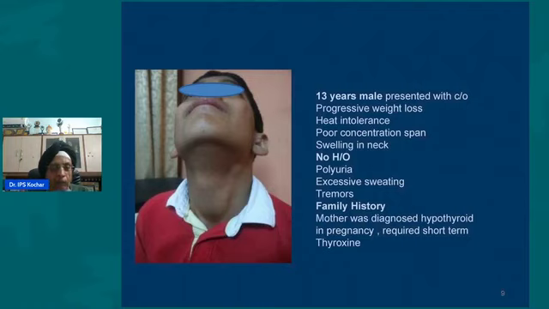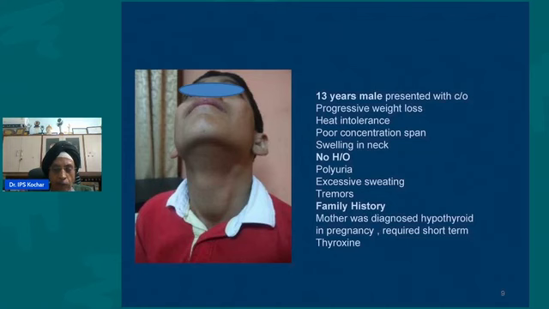And then tremors. There was no history of any tremor. This is a part of the hyperthyroid picture. Family history was there. The mother was diagnosed hyperthyroid in pregnancy, so she required short-term thyroxine. She took thyroxine for a very short term in pregnancy. Later it was stopped and she did not need thyroxine.